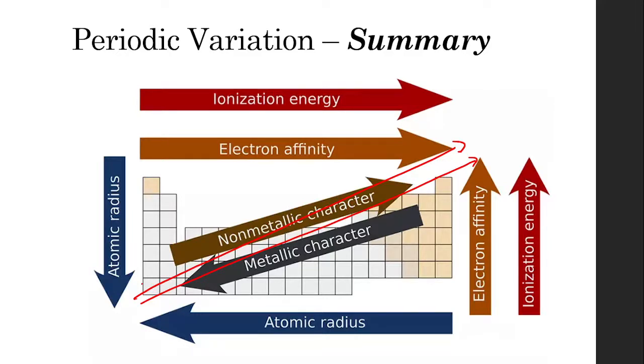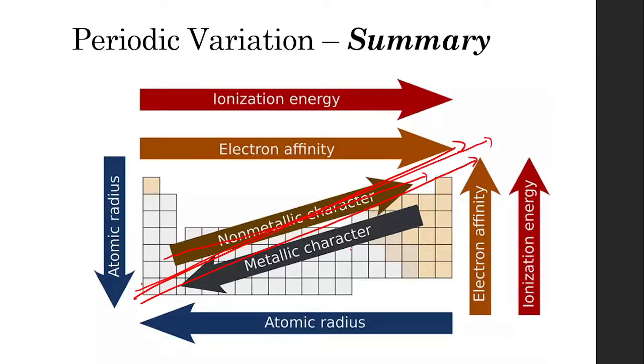The opposite of ionization energy. It's the affinity of the atom to gain an electron. So the higher you go and the more right you go on the table of elements, those elements right here usually want to gain an electron, which also makes sense why our non-metallic character is going this way. And lastly, our electronegativity is also going this way.